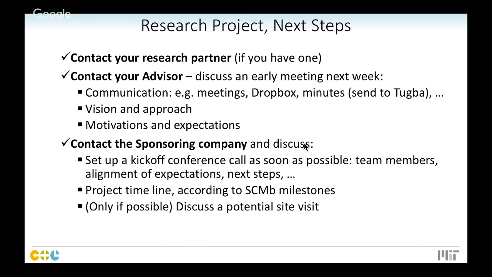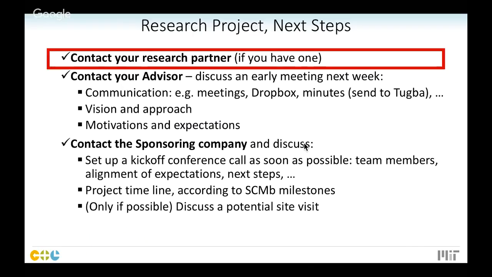Okay, so now what are the key next steps? Later, Maria will elaborate a little bit more about this. But the most important part is that after this webinar and after receiving the email, let's say starting on Monday, you contact your research partner, which means your teammate, the other student that is going to be working with you, if you have one. Particularly for the case of the capstones, all of you are assigned in pairs so that you get along and also discuss, introduce yourself.